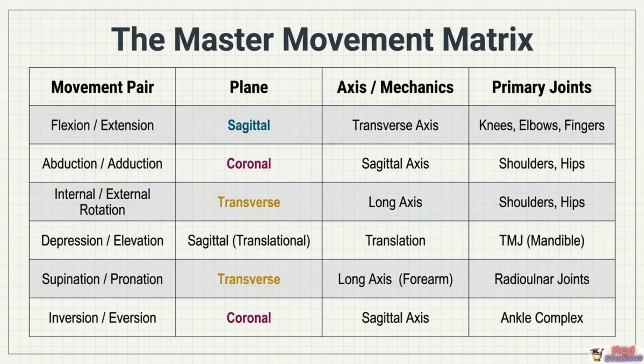Depression and elevation of the mandible occur in a sagittal translational pattern at the TMJ. Supination and pronation are transverse plane movements along the long axis of the forearm at the radio-ulnar joints. And finally, inversion and eversion are coronal plane movements at the ankle complex. Study this matrix until you can recall it from memory. In clinical exams, in OSCEs, in ward rounds, this table is your cheat code for describing any movement of the human body with complete anatomical precision.